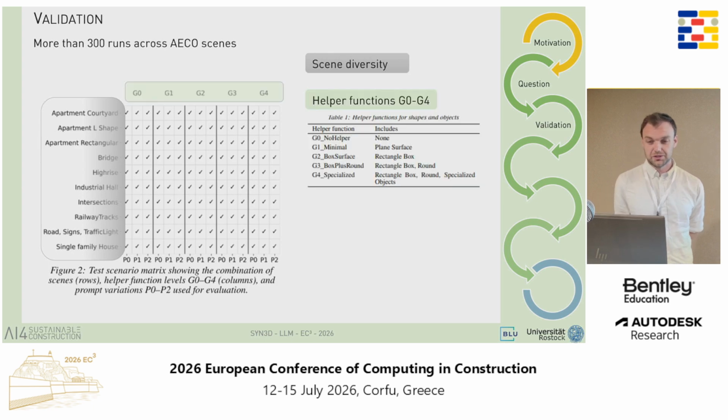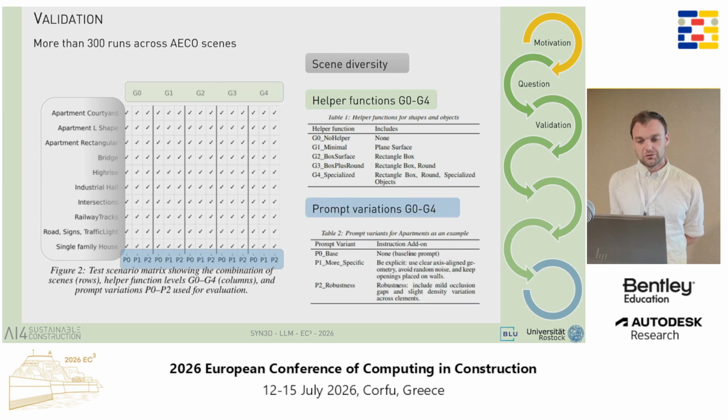And then we have the helper functions. The helper functions are really quite easy. The first helper function is that we deliver nothing to the LLM, so no guide. Then we have the minimal prompt with how to create plane surfaces as code and Python code for the point cloud. Then we have rectangle boxes with round objects. And at the end we have rectangle boxes, round objects, and specialized objects. Specialized objects are like occlusions in the point cloud, so you have some noise in the point cloud and something like that.